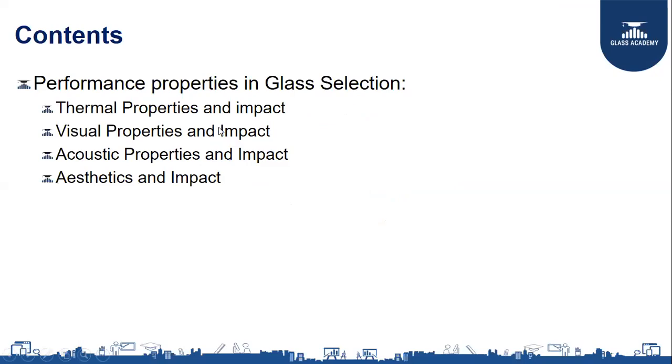So here we are seeing that different aspects are there. First is the thermal properties, next is the visual properties, then the acoustic properties and the aesthetics. So the flow will be like this, four different aspects of the facade glass selection. First, we will go through the thermal properties.